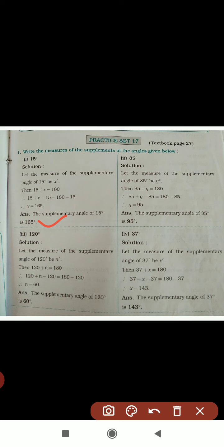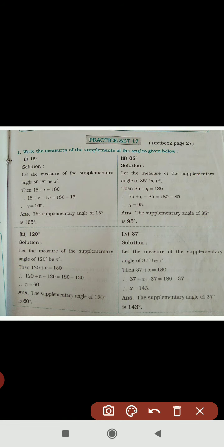Understood, children? One is given, you have to find the other. Same way, the second is 85. Let the measure of the supplement angle of 85 be y. The first angle is 85, so 85 plus y is equal to 180. Subtracting 85 from both sides, 85 gets cancelled, so y is 180 minus 85, which is 95. The supplementary angle of 85 is 95.